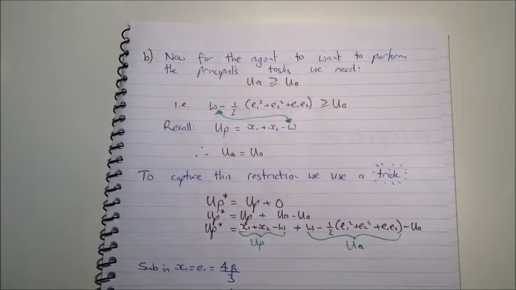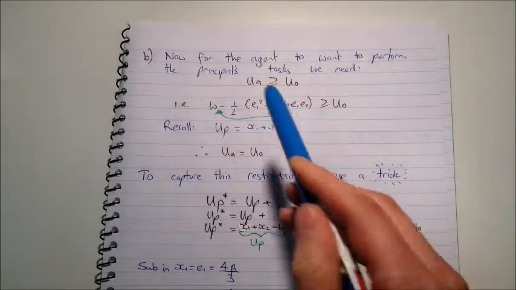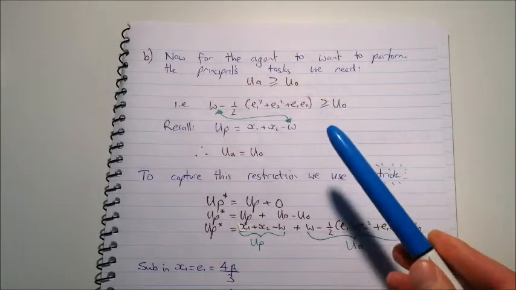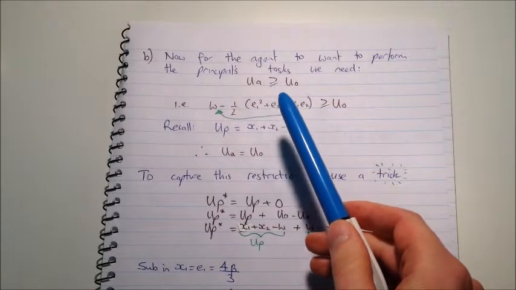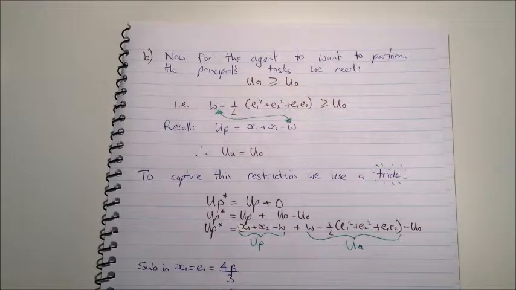Now moving on to part B, the question asks us to find the principal's incentive scheme, that is, the alpha and beta values that result in the principal maximizing their utility function. So now before we start this question, we need to note that for the agent to want to perform the principal's task, we need the agent's utility to be greater than or equal to some outside utility that he would receive for not performing this task, which we call U0.